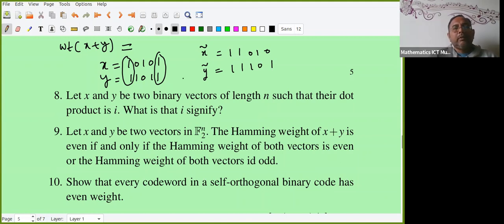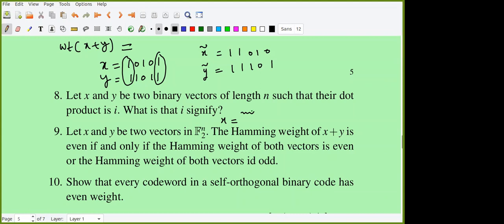So finally, what I want to say is that you take a vector x. I know both x and y, and the dot product of both is there. The dot product gives the number of places where both have ones. First, I'll keep those ones here. Then the weight of a vector. What is the weight of this vector x? 3.